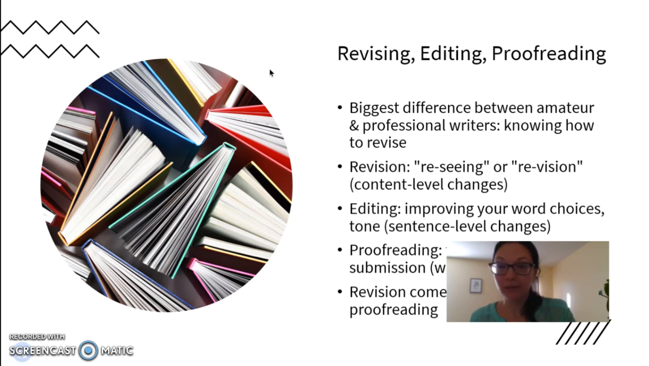The biggest difference between amateur writers and professional writers is knowing how to revise. Professional writers spend the majority of their time revising and making changes to their drafts. And there are 3 steps of this revision step of the writing process, and we're going to go through all 3 in this order. So when you start to revise, the first thing you do is revision, and you will make content level changes, big changes to your writing.